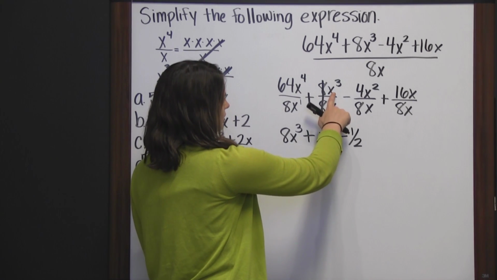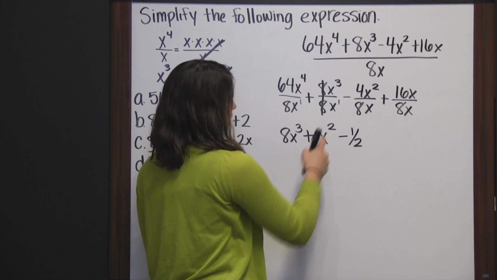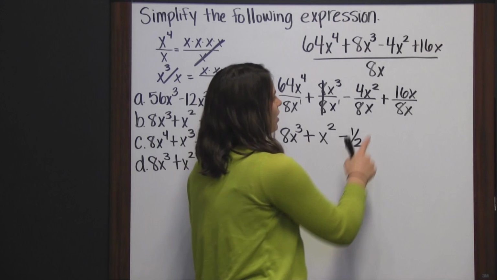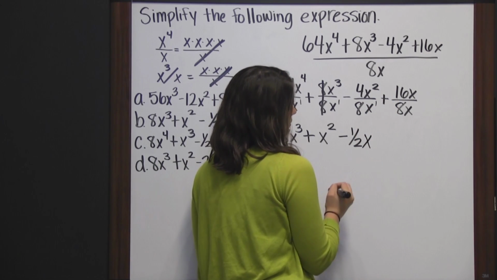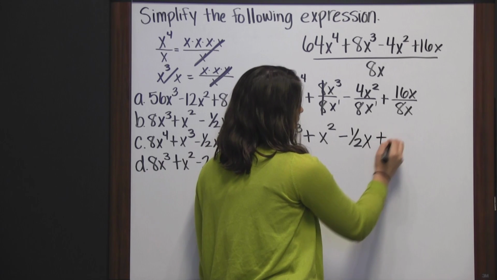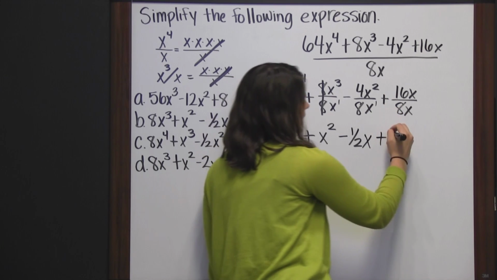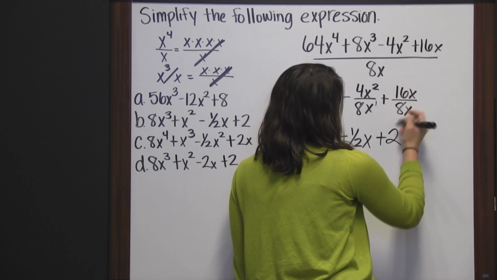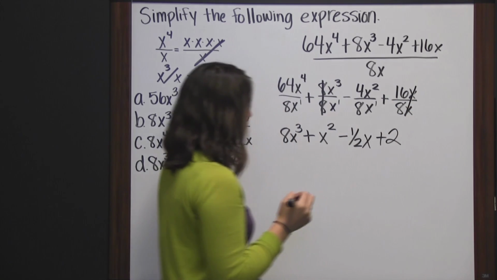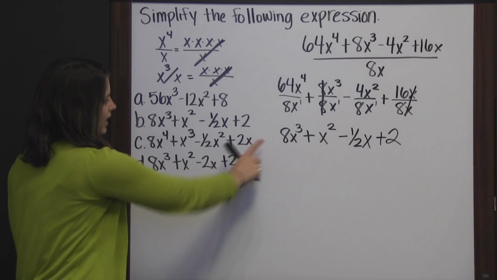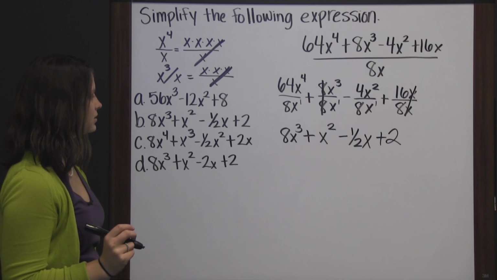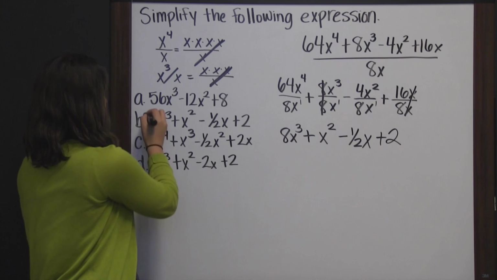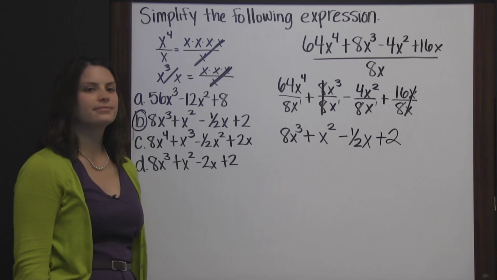So here we have x to the 3 minus 1, x squared. So now we have x squared minus 1, or just x, plus 16 divided by 8 is 2, and x divided by x is 1. So our answer is 8x cubed plus x squared minus 1/2 x plus 2, which is answer B.